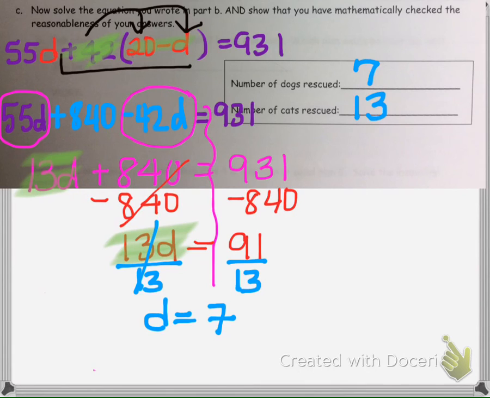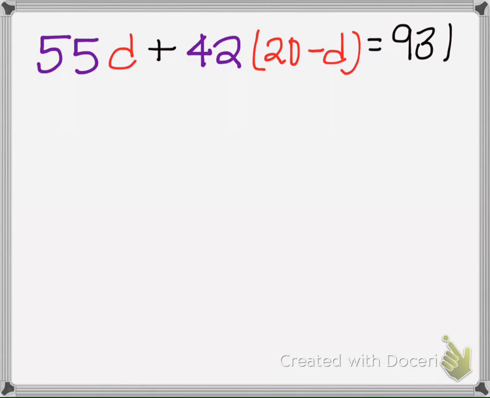So if we think about it, they add to 20 like they should, because it says that there are 20 total animals, and that the total earned was $931. So if we want to check our answer here, if we take out our D, we found that it's 7, and that the number of dogs was 7. That's how come we know that the number of cats, that this is 13.